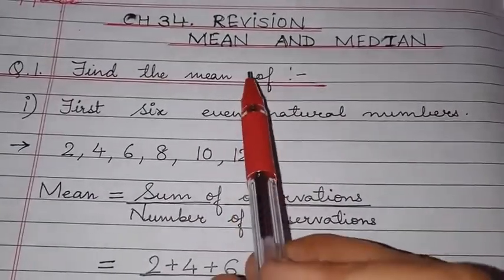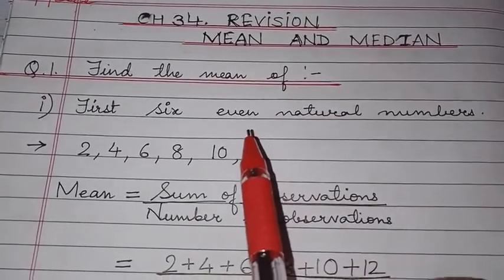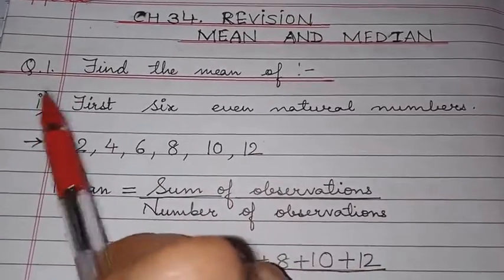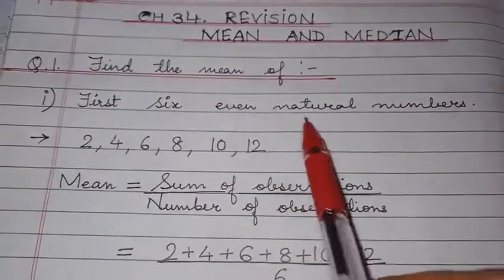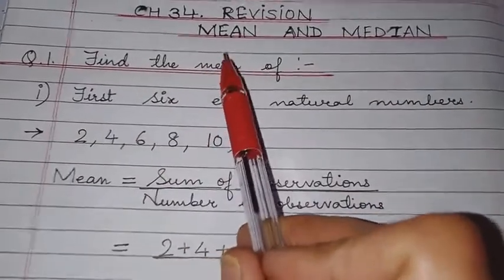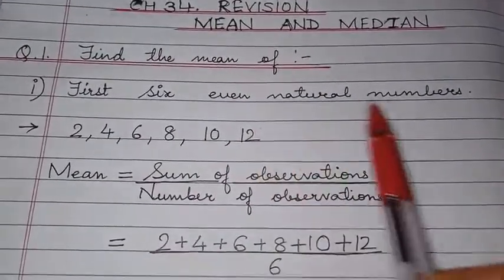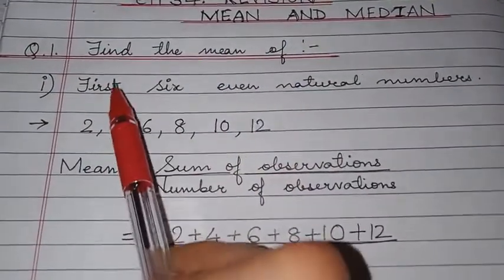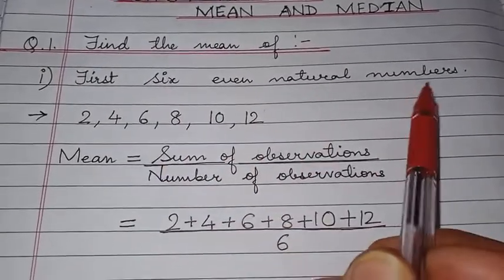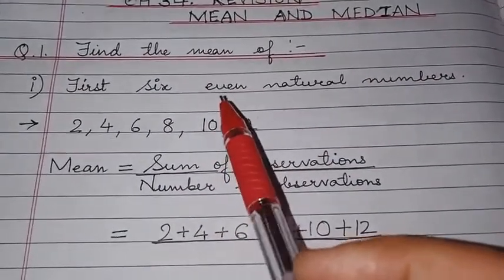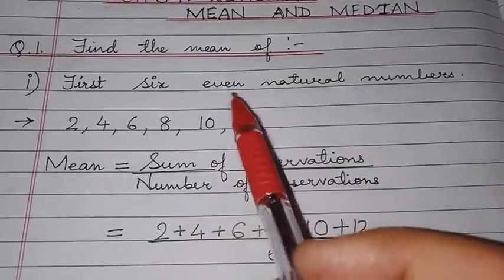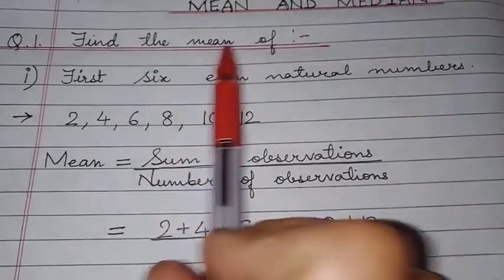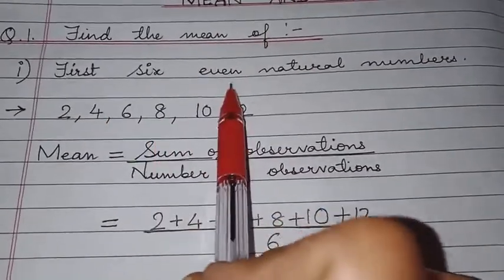Now what I have done is directly taken an example, because that is only important. Question number 1, find the mean of first 6 even natural numbers. It means I have to find the average, that is the mean, of the first 6 even natural numbers. Some students have simply written 2, 4, 6, 8, 10, and finished. But what is the question? Find the mean of the first 6 even natural numbers.